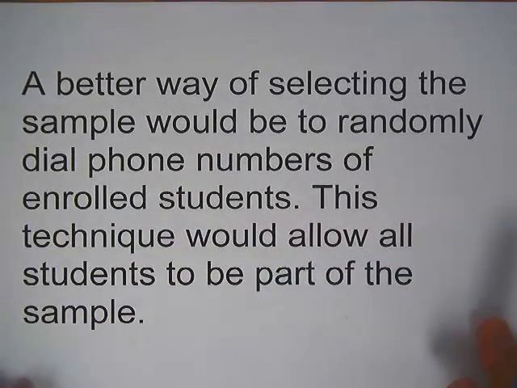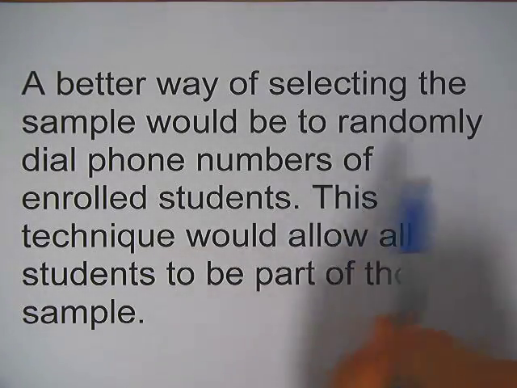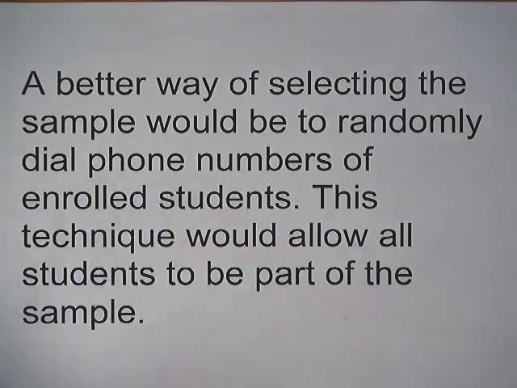So a better way of selecting the sample would be to randomly dial phone numbers of enrolled students. This technique would allow all of the students to be part of the sample, giving you a much more representative sample. This idea of randomly dialing phone numbers is a common method of selecting samples, generally called random digit dialing. And usually that's a good way of avoiding selection bias. So that is your tutorial on selection bias.